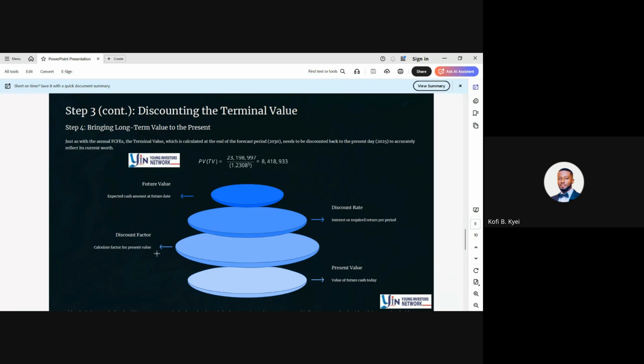Future value: expected cash flow at a future date. Discount factor: the factor used to calculate the present value of future cash today. These are just a few small definitions. Discount rate: the interest or required rate per period. Right, so the present value of the terminal value is 8.4.